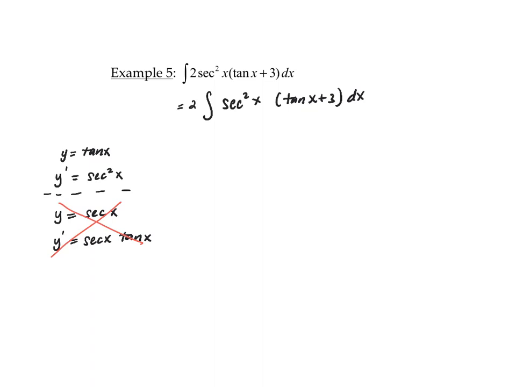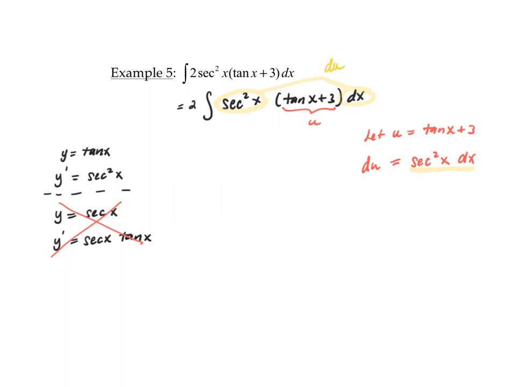Okay, so we're going to let u be equal to tangent of x plus 3. Okay, so let u equal tan x plus 3. That means that du will be equal to secant squared x dx. All right, so let's check it out. So we have secant squared x dx. So I see secant squared of x, and I see dx. So those two things together are going to be replaced by du.